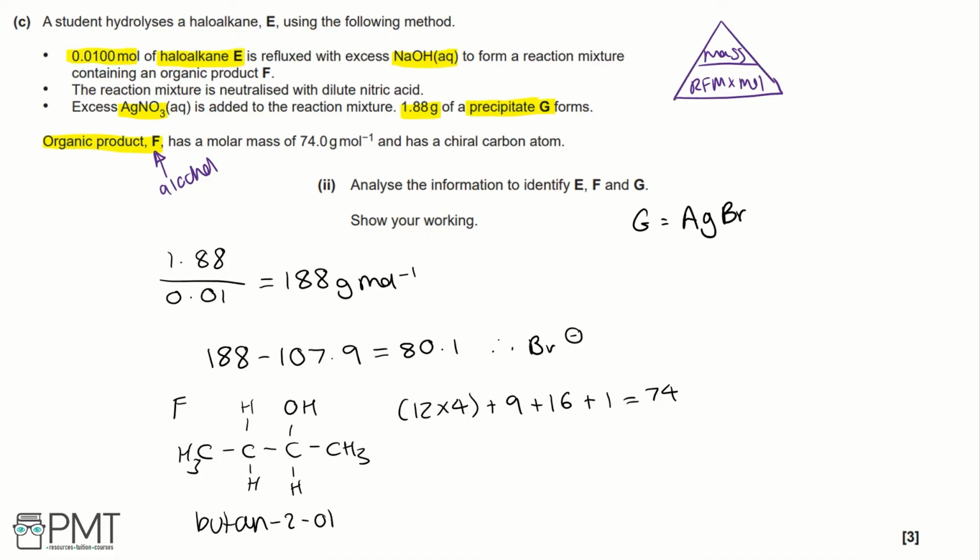butan-2-ol. Then if we look at E, E is when we are replacing the OH with our halogen, and we worked out in the first bit that our halogen is bromine. So E is going to be the same carbon backbone, so 4 carbons, and then we're going to have 2 hydrogens, hydrogen here, and then a bromine for E. For this question, to get your 3 marks, you get a mark for identifying each compound correctly. So a mark for E, a mark for F, and a mark for G.